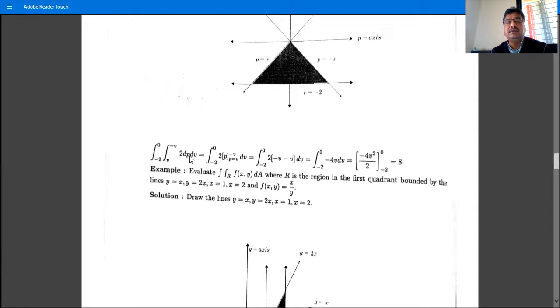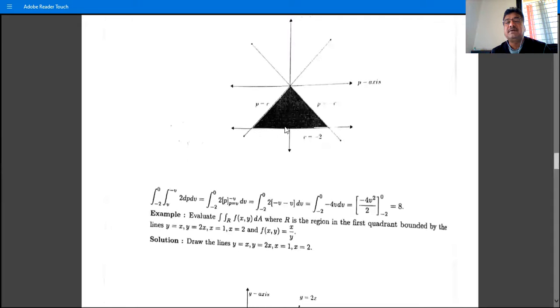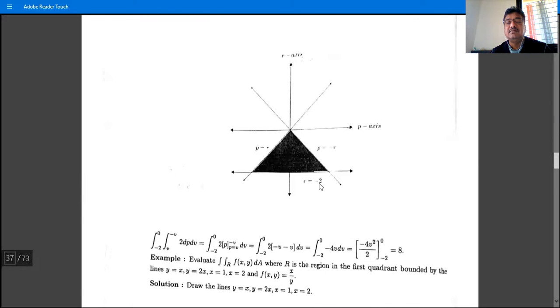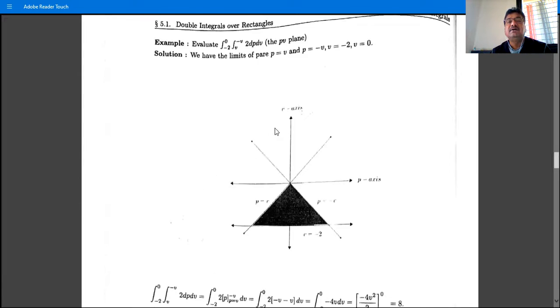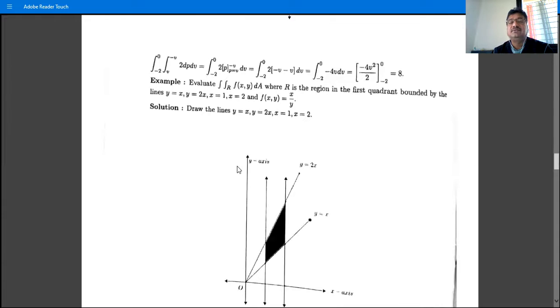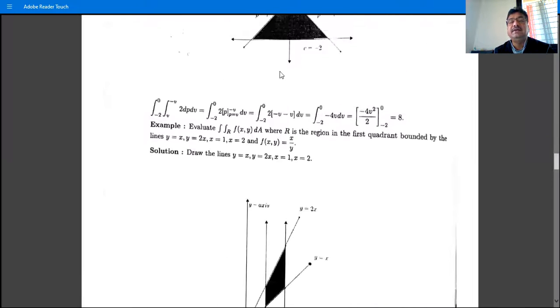In order to integrate with respect to v first, take a strip parallel to the v axis like this strip, and then what are the limits? The limit of v runs from minus 2 to v is minus p. So the lower limit is minus 2, the upper limit is minus p, and in order to cover this area, we have to move the strip from this point to this point. So p runs from 0 to minus 2. So we can also change the order of integration.